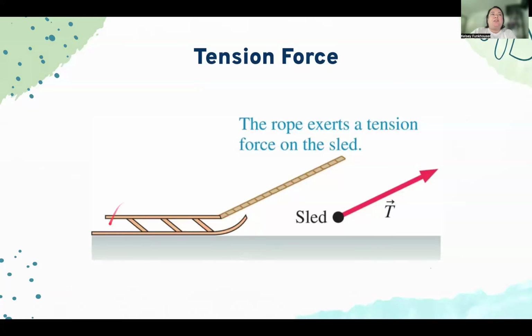So you could also imagine, because we have a sled here, someone pulling in the opposite direction. The rope would point the opposite direction. That's the direction the force would point.